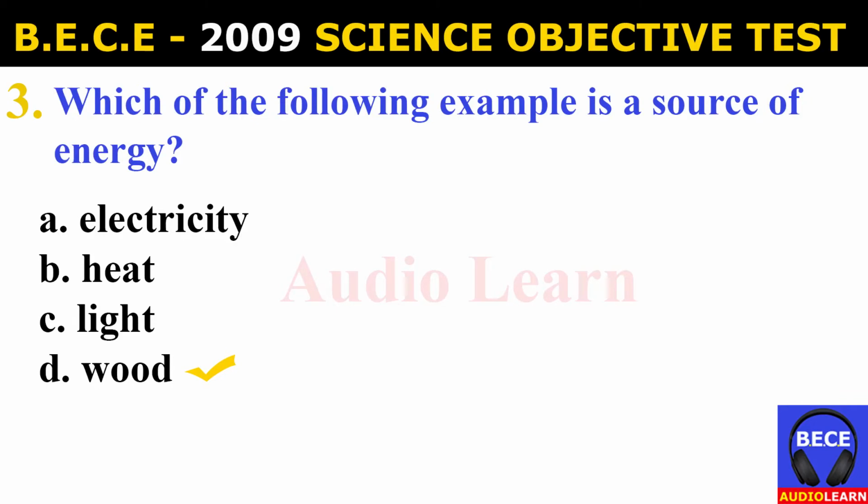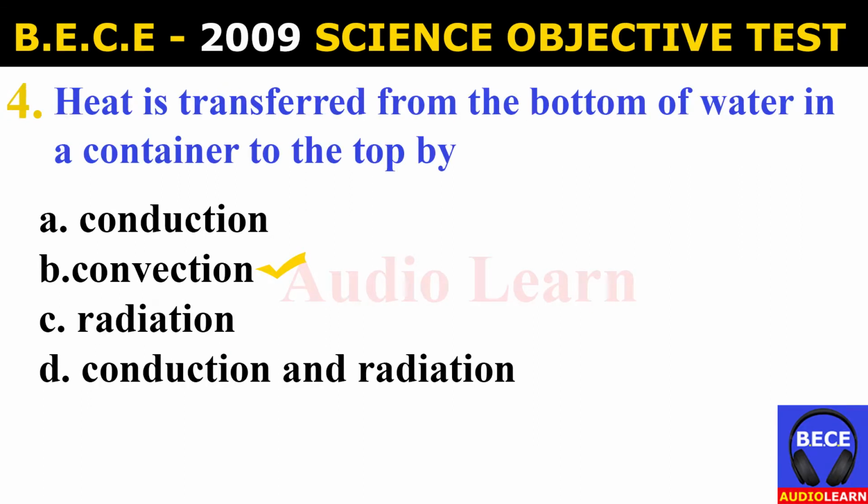Number 3. Which of the following examples is a source of energy? A. Electricity. B. Heat. C. Light. D. Wood. And the answer is D. Wood. Number 4. Heat is transferred from the bottom of water in a container to the top by A. Conduction. B. Convection. C. Radiation. D. Conduction and radiation. And the answer is B. Convection. Heat is transferred from the bottom of water in a container to the top by convection.